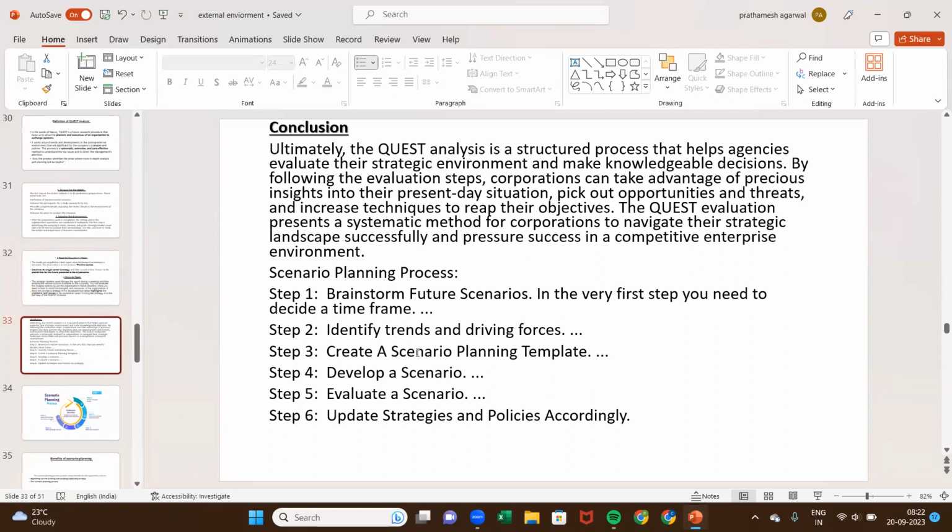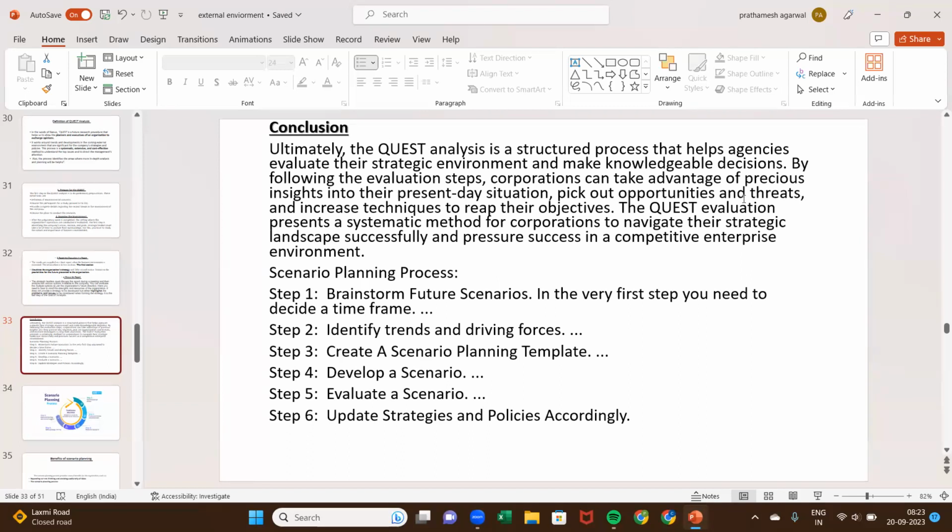So what can be the conclusion drawn from the quest analysis? The quest analysis is a structured process, right? Structured means it has to be carried out in the steps which are given. It has to be carried out in the steps which are given. The quest analysis is a structured process that helps agencies evaluate their strategic environment and make knowledgeable decisions.